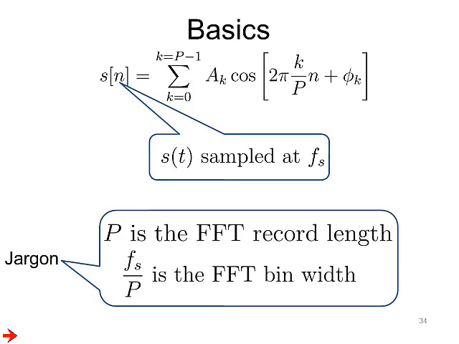Now, some jargon. P, the period, is often called the FFT record length, and since the samples are generated by taking a continuous time signal and sampling it at Fs, the fundamental frequency of the Fourier expansion, namely 2 pi over P radians per sample, when translated to hertz, becomes Fs over P hertz. This is often called the bin width of the FFT.